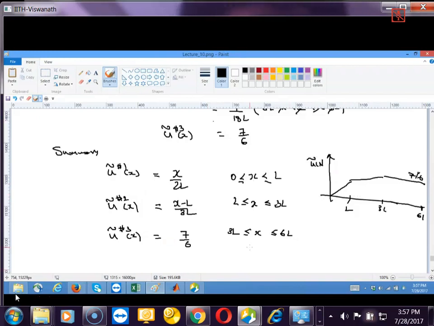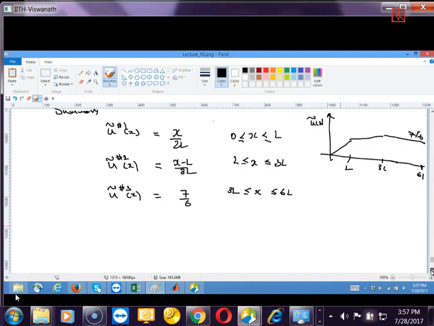And once you know these things, you can obtain the strains, then you can obtain the stresses and other things using post-processing. Because now you can obtain epsilon tilde as du by dx, and your sigma is E times epsilon. Since you know u completely, you can get your strain, and since you know the strain, you multiply with the Young's modulus to get the stress.